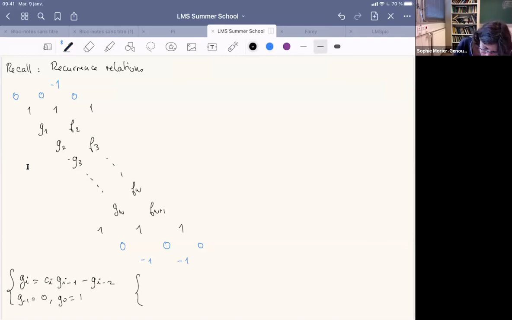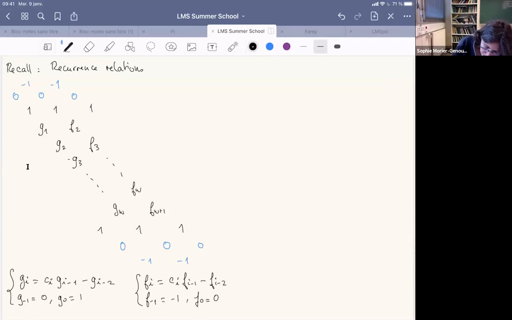And I also have the same relation for the F, for the next diagonal. I have the same recurrence relation, but with different initial conditions, because this time F1 is here and F0 is this one. And so F negative 1 is minus 1. Okay, so F_{-1} is minus 1, and F0 is 0.